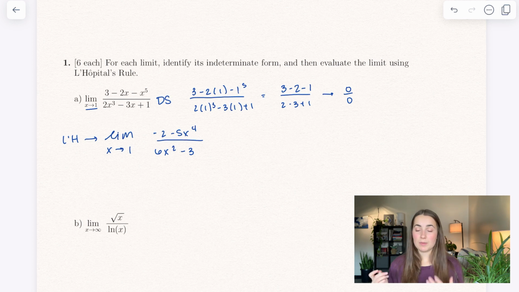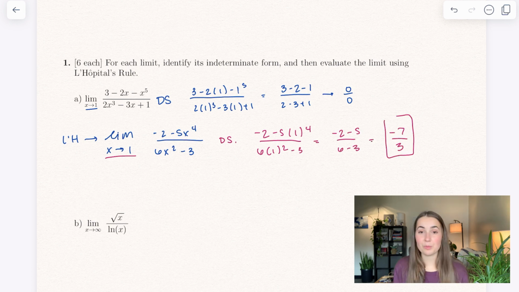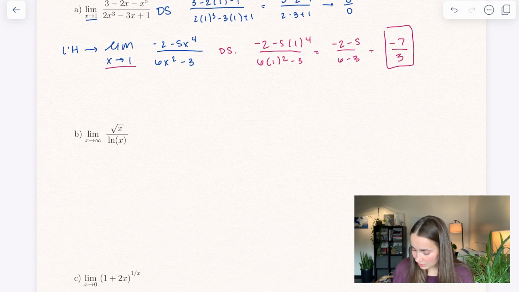So typically you want to make sure that it's simplified. In our case, I don't see how much more simplified it can get, so we can go ahead and try using direct substitution again. We're going to go ahead and plug in that value 1. So here we get what our limit is equal to, and that's negative 7/3. So let's go ahead and try part B.